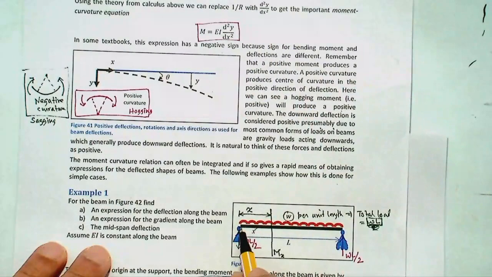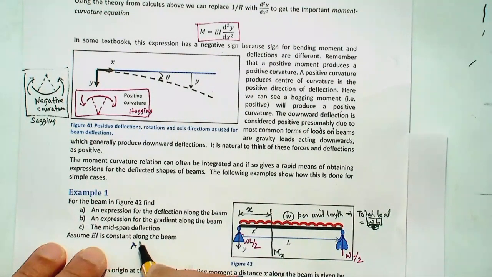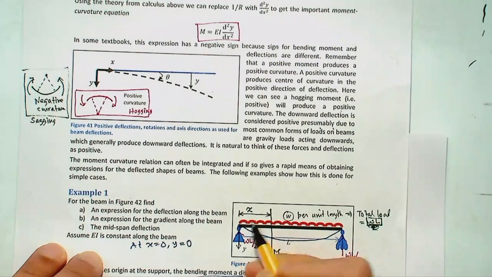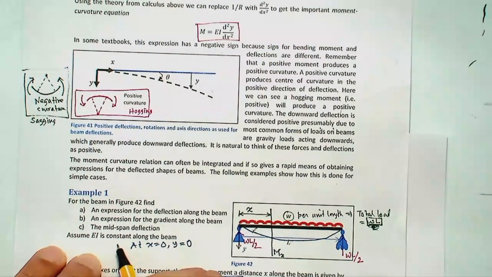Because if I look at the beam now, x started at this point. So, at x equal to 0, my deflection was 0, because I assumed the deflection would be something like this. But at a support, the deflection is 0. So, at x equal to 0, y equal to 0. That is my one known condition.